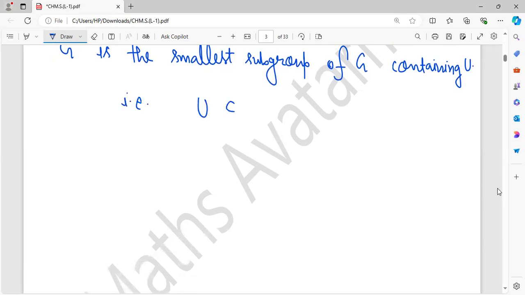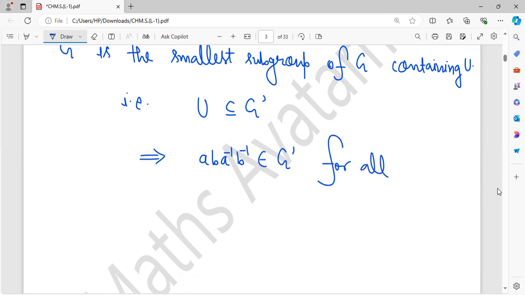It means U is contained in G dash. So what does it mean? This implies, because U contains a, b, a inverse, b inverse, it means a inverse b inverse belongs to G dash for all a, b belongs to G. Okay. Because U is nothing but the collection of all the elements of the form a inverse b inverse, where a, b belongs to G. Okay.